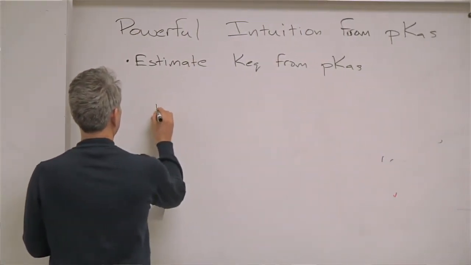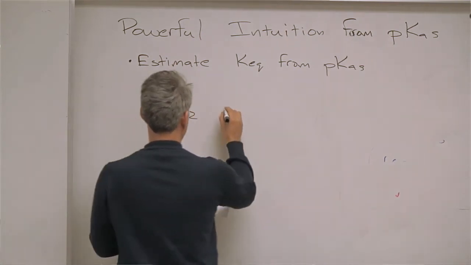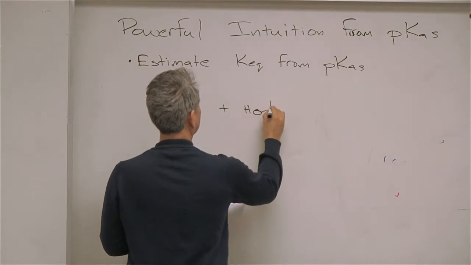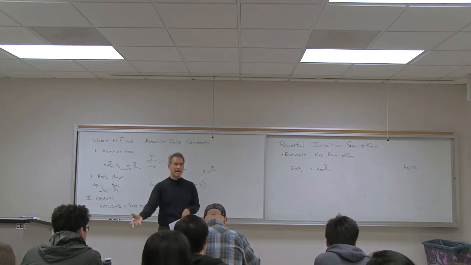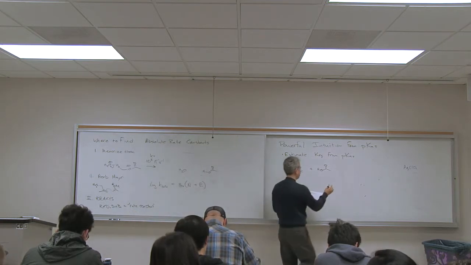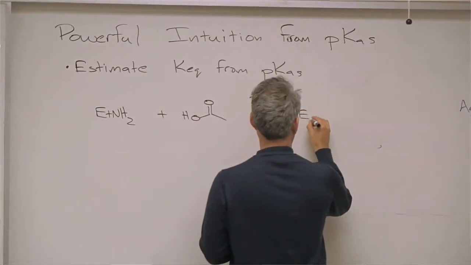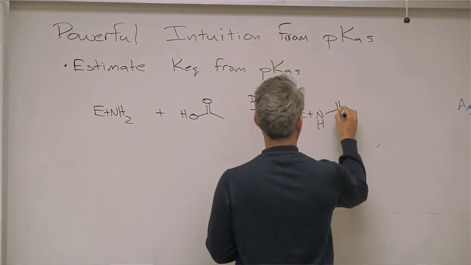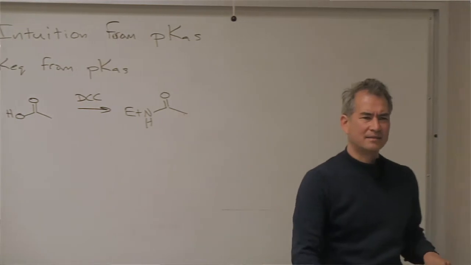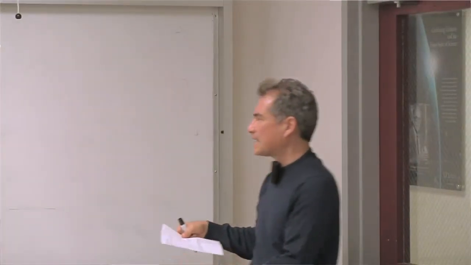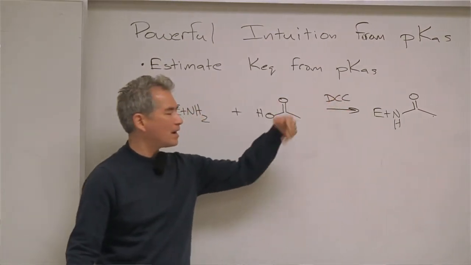Let's take an example of a reaction. There's nothing really important about this reaction. You take an amine, you take a carboxylic acid, and you condense it to make an amide. That's Nobel Prize winning stuff, if you're Bruce Merrifield. Okay, so you need something to make that kinetically fast. And so one common way to run this reaction is by throwing in a condensing agent, dicyclohexyl carbodiimide.